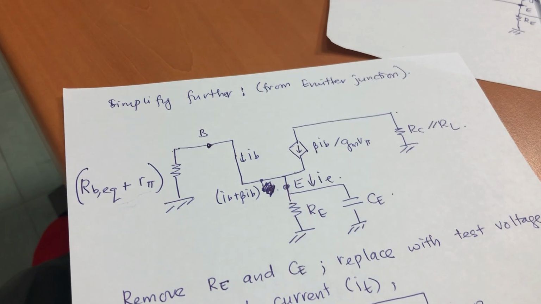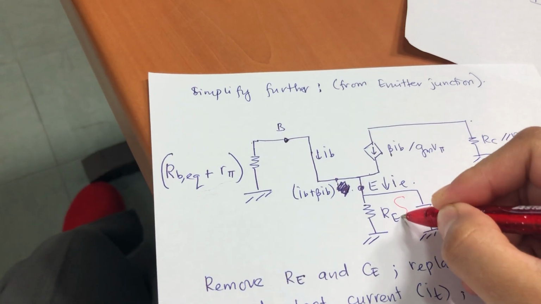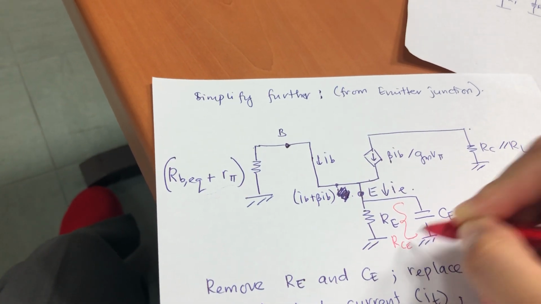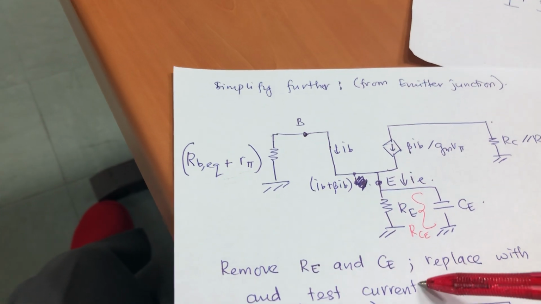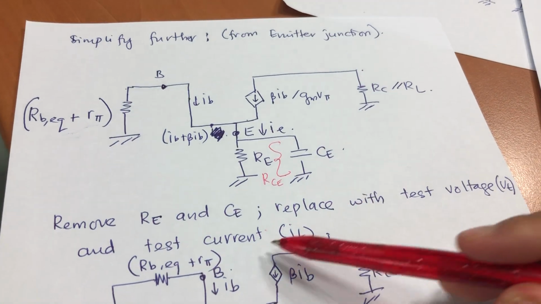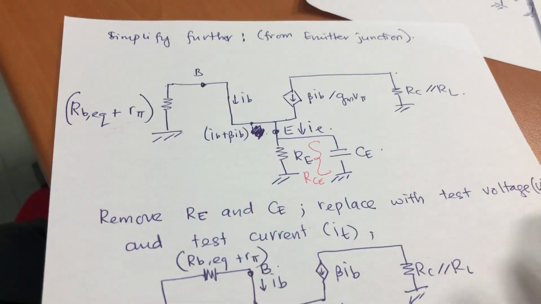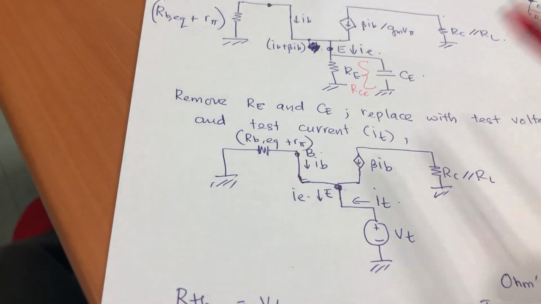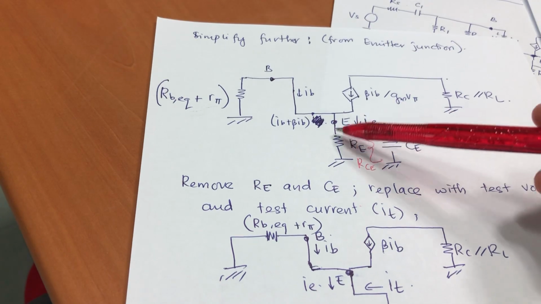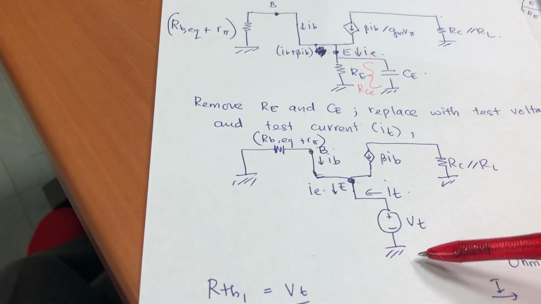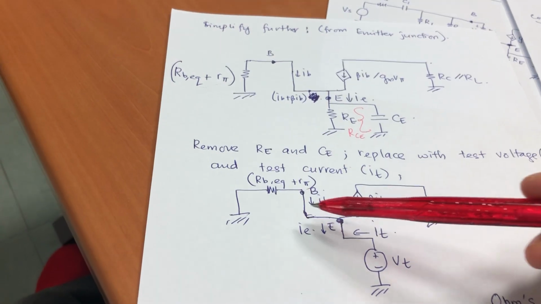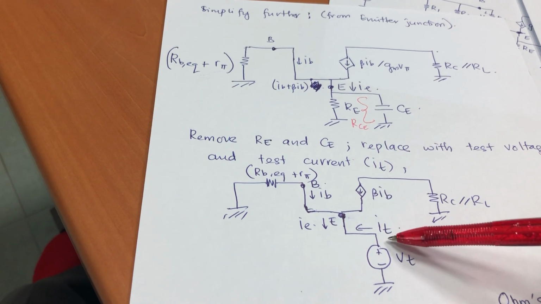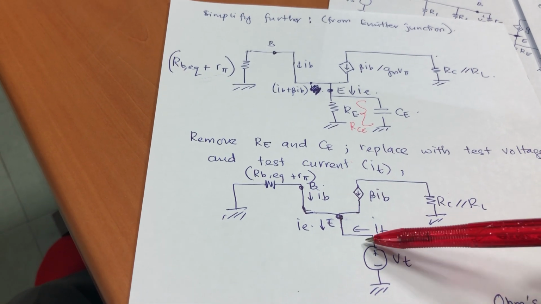Now, in order for us to find the Thevenin resistance looking from CE, RCE here, we are going to remove RE and CE first and replace them with a test voltage and test current. Remember, like when you find the output resistance in your earlier circuits. Something like this, can you see that? I remove these two and replace with this. The current flowing is IB here. This is with IT and VT. We are looking from this point.